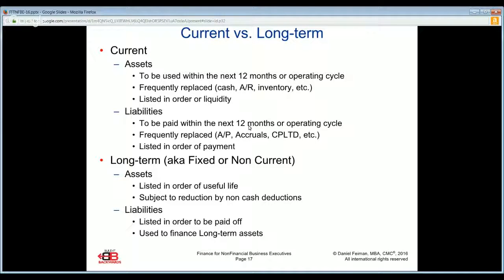It's consistent when we move from assets to liabilities. Again, the liabilities, when we talk about current liabilities, those are going to be paid by agreement, the normal course of business, within the next 12 months or operating cycle. Again, they're listed in the order of expected payment.